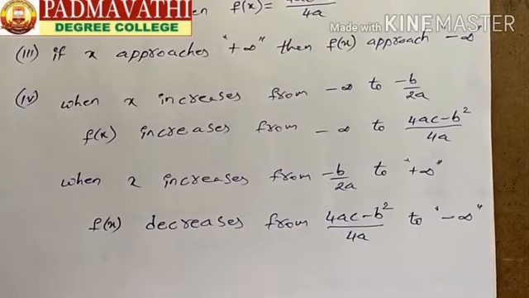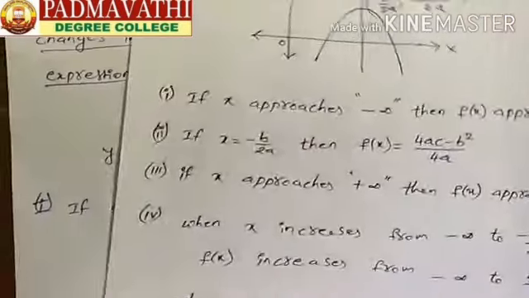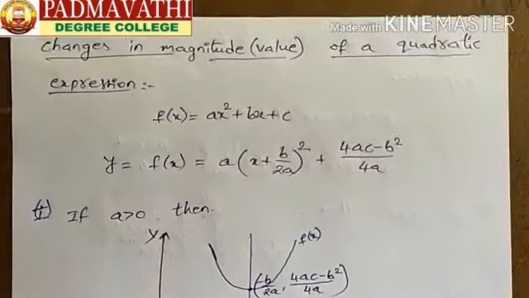So like this, the magnitude or the value of the expression f of x changes from minus infinity to plus infinity, for all real values of x. So x value we are considering from minus infinity to plus infinity, means all real numbers. In that real numbers, how that function f of x, the given quadratic expression, will change its value, how it will increase, how it is decreasing, we have discussed in this case. So this is called changes in magnitude of a quadratic expression.